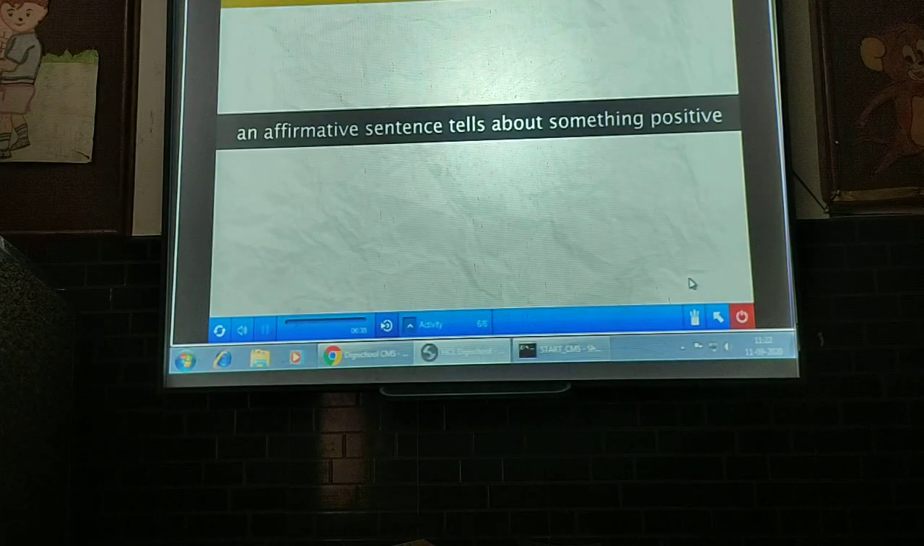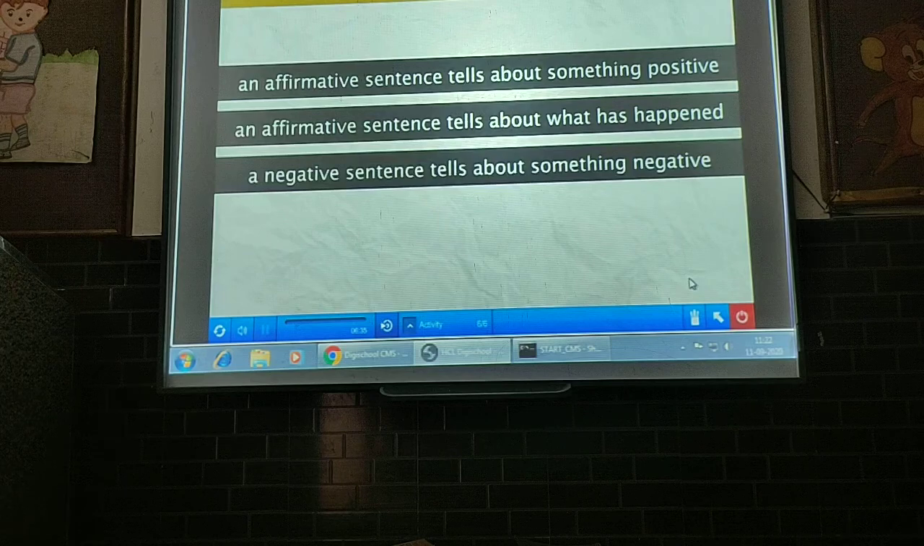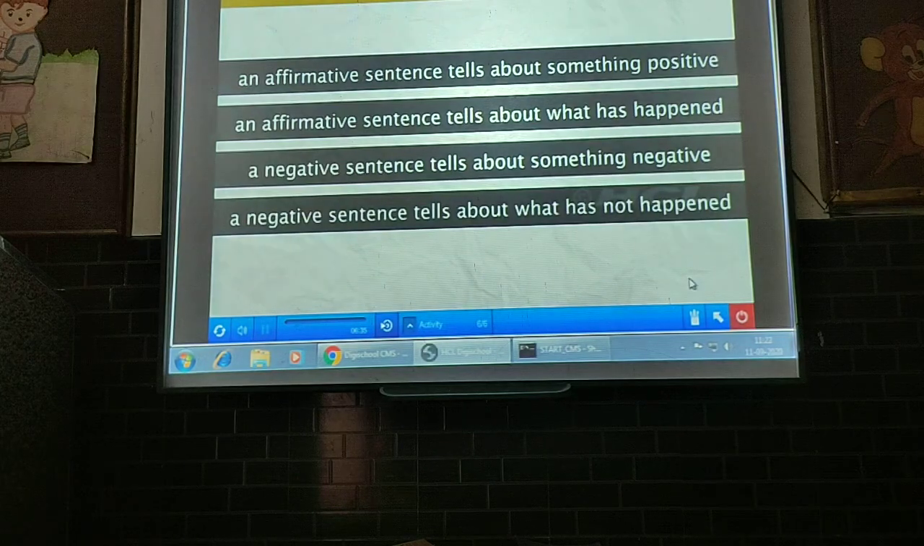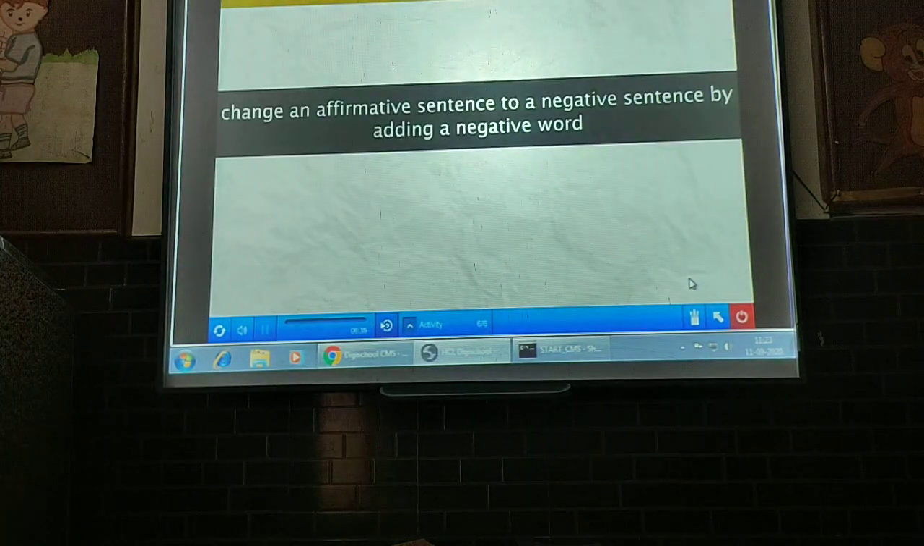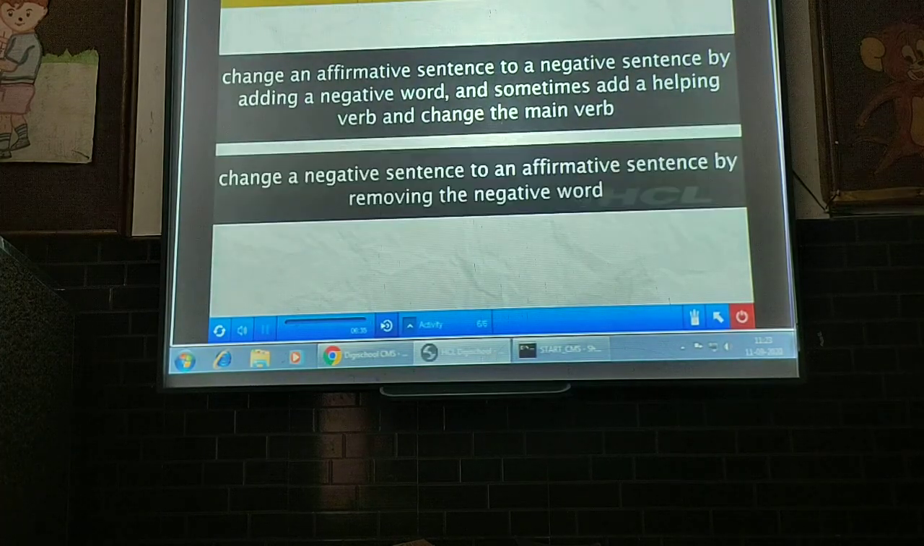Good work. Remember, an affirmative is a sentence that tells you about something positive. It tells you what happened. A negative sentence is a sentence that tells you about something negative. This type of sentence tells you about what has not happened. A negative sentence uses a negative word like not. An affirmative sentence can be changed to a negative sentence by adding a negative word. Sometimes you may also need to add a helping verb and change the main verb. You can also change a negative sentence into an affirmative sentence by removing the negative word.